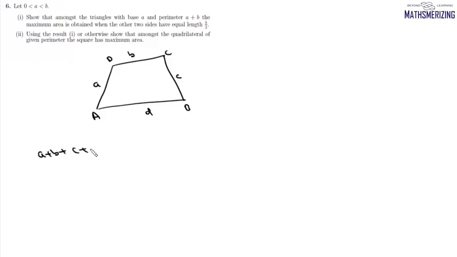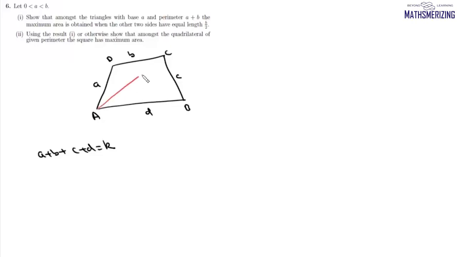Now the second part of the question is, using the result 1 or otherwise, show that amongst the quadrilaterals of given perimeter, the square has maximum area. So we have this quadrilateral, say ABCD, and its perimeter is fixed. Now suppose this is A, B, C, and D, and a plus b plus c plus d is some fixed number, say k.